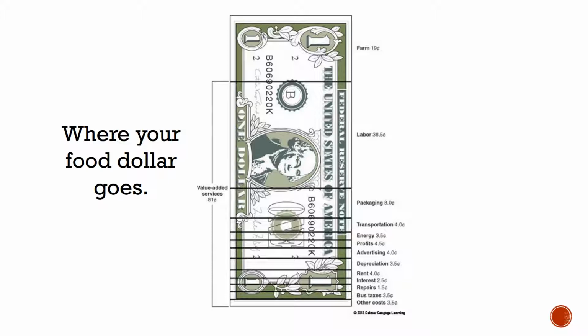Labor is about 38.5 cents, packaging, 8 cents. If you go on down there, depreciation, there's always going to be depreciation on anything that we have, is 3.5%, advertising 4%. So you can kind of break down and see the difference of what we really see as $1 and where your food dollar actually goes.